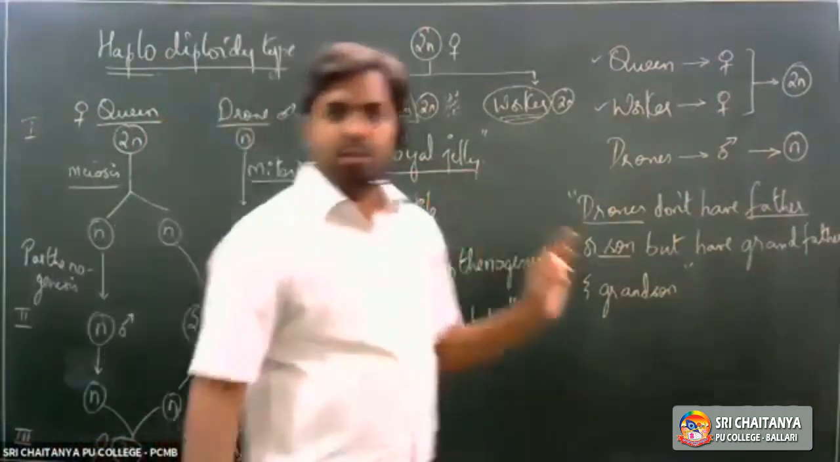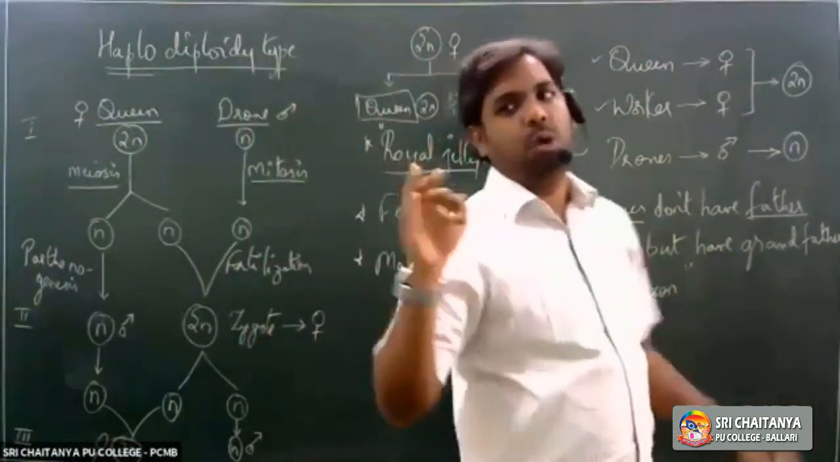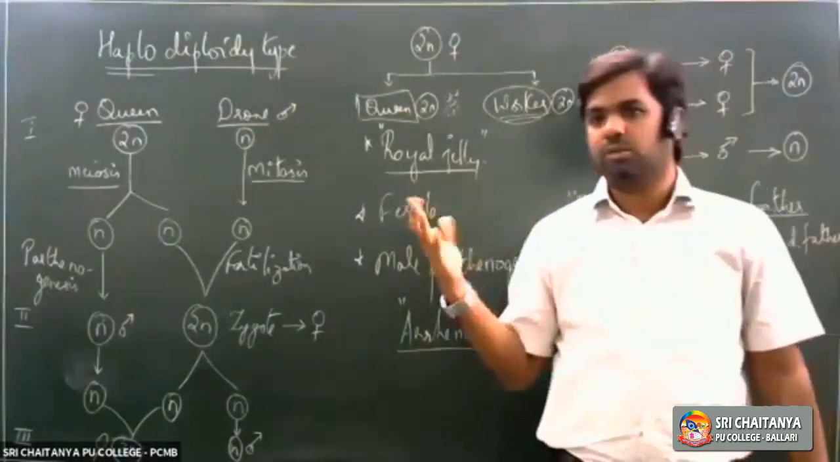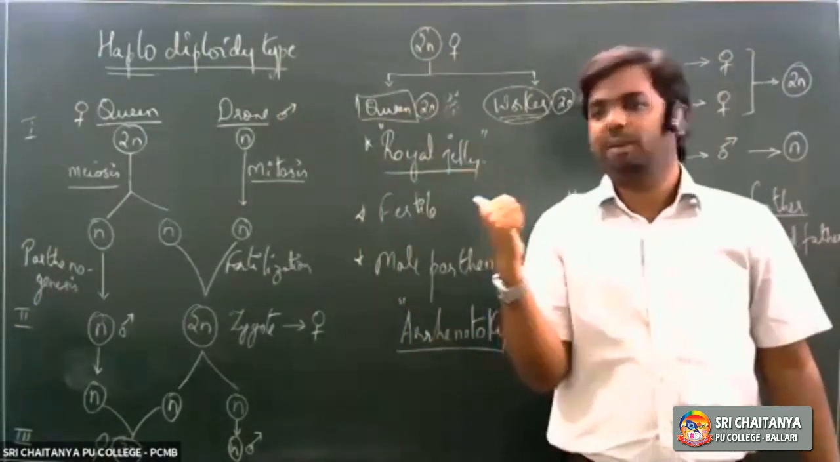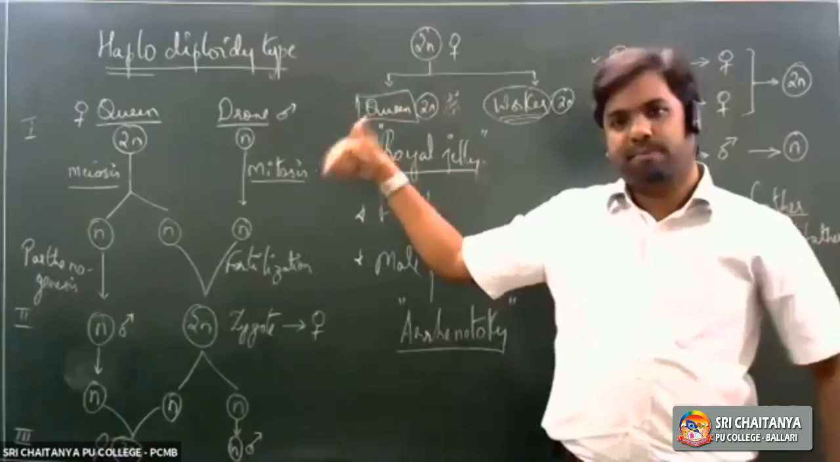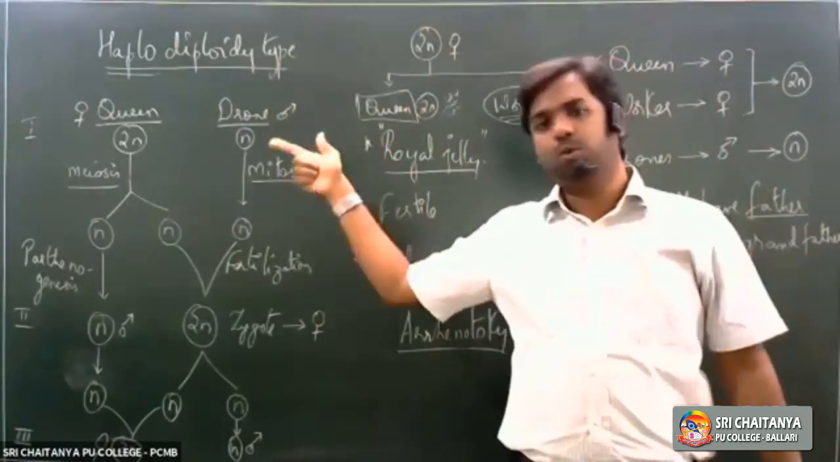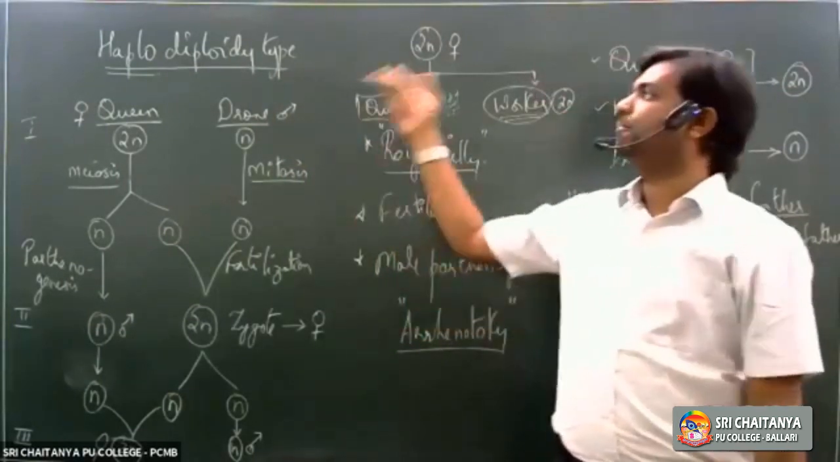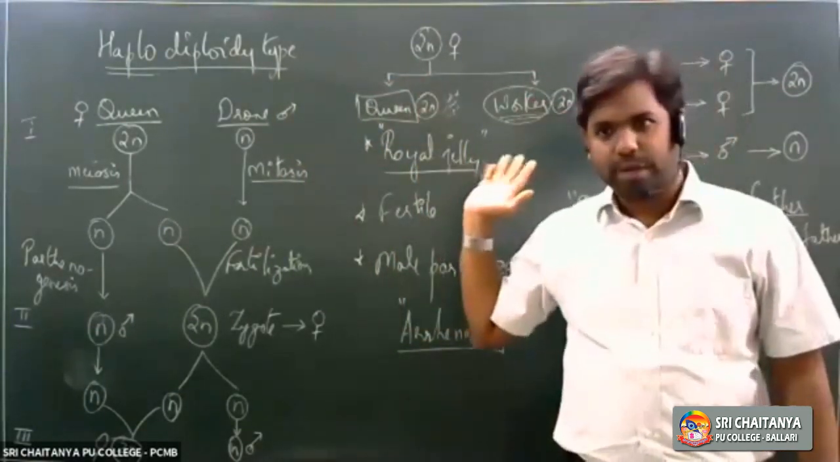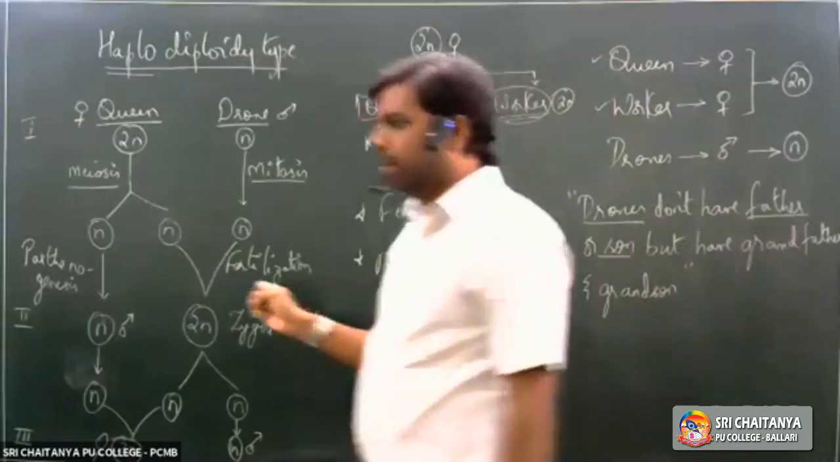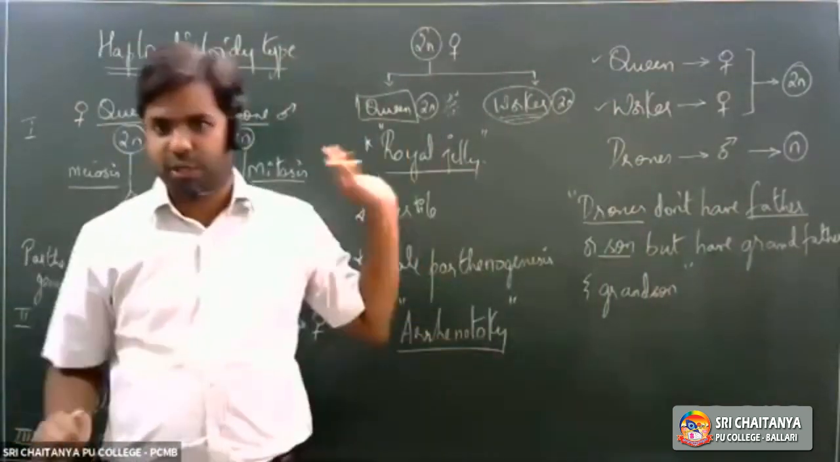So we have taken up three different types of sex determination, which are shown by different organisms. The first one is the chromosomal basis of sex determination. The second one is sex determination based on the X/A ratio, the ratio of X chromosomes to autosomes. And the third one is the haplodiploidy type of sex determination. So with this, we'll be done with our topic of sex determination.